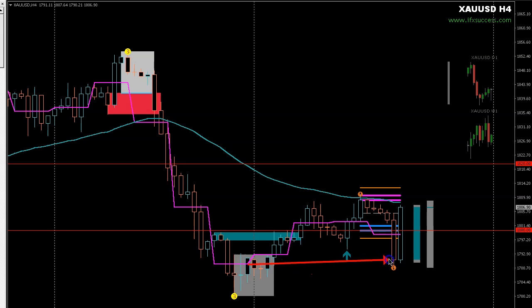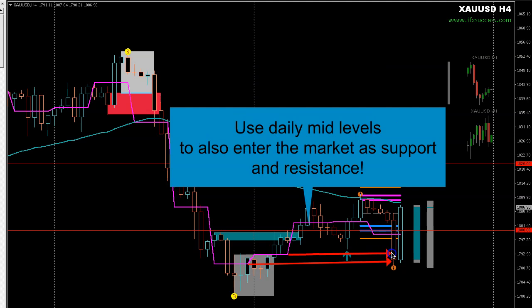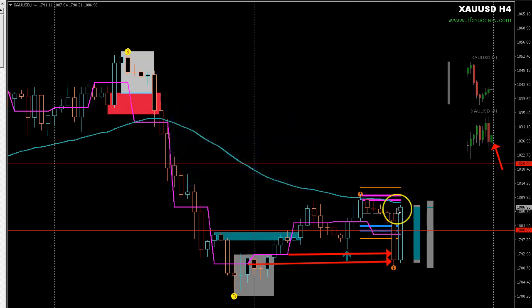So what did the market do? The market came back down to this mid-level right over here, the lowest mid-level, and from there on, it bounced. So we can also use mid-levels, and there's another one right here, to enter the market as well, only as long as we're going with the weekly candle. Let's say we have a bearish weekly candle, and the market gets around here; it would be nice to look into a sell opportunity over here.